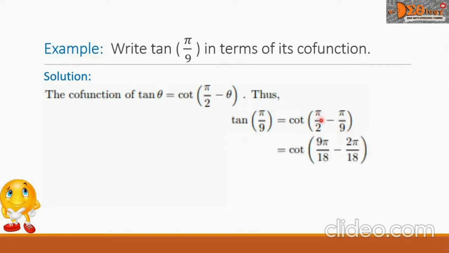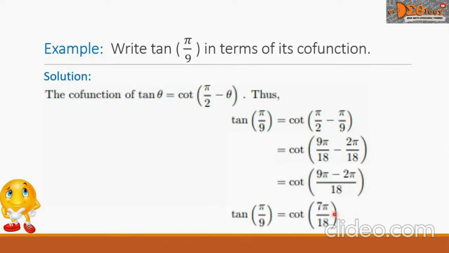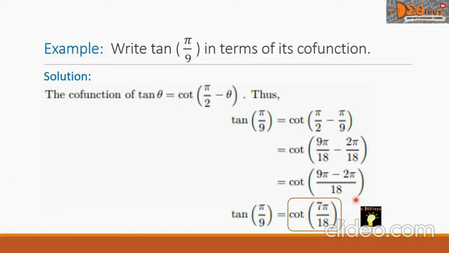We have now this 9 pi over 18, which is equivalent to pi over 2, minus 2 pi over 18, which is equivalent to this pi over 9. Let us subtract this 9 pi minus 2 pi. So we have 7 pi over 18. Therefore, tangent pi over 9 equals cotangent 7 pi over 18. This is the final answer.